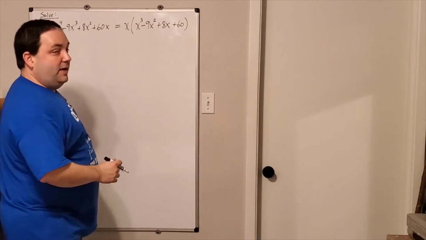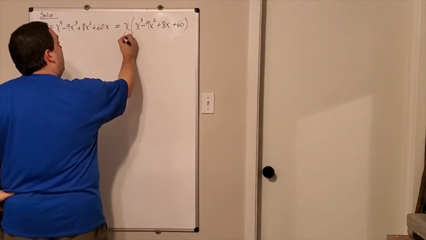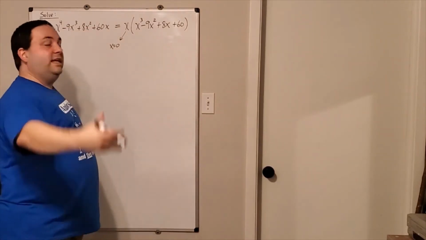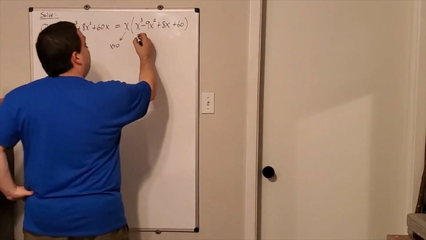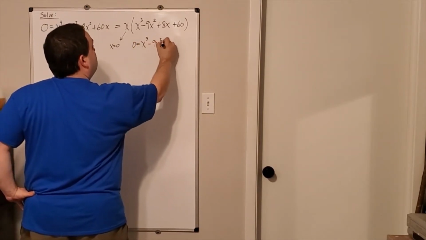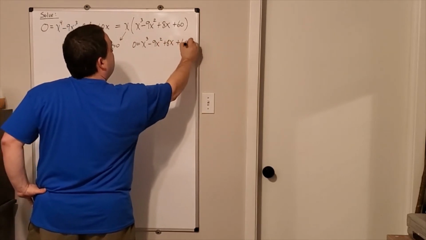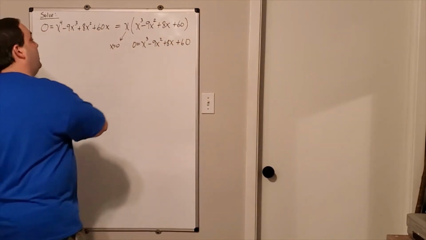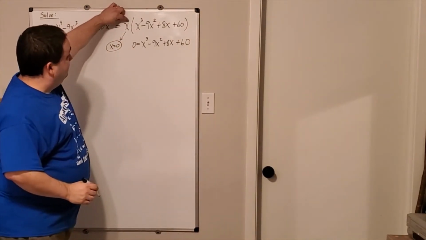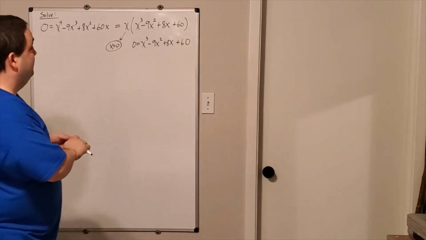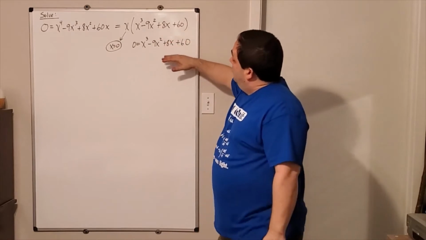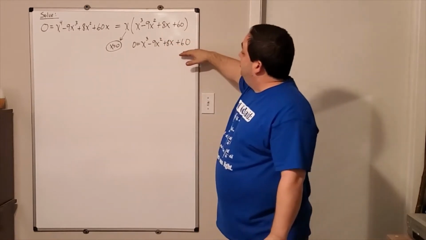Immediately, with x being a factor by itself, I've already got one of my solutions as x equals 0. I then can continue with solving this equation. 0 equals x to the 3 minus 9x squared plus 8x plus 60. Okay? So I've already gotten one solution. Multiplicity 1. The x is only used one time by itself, right? So, as a factor, it has a multiplicity 1.